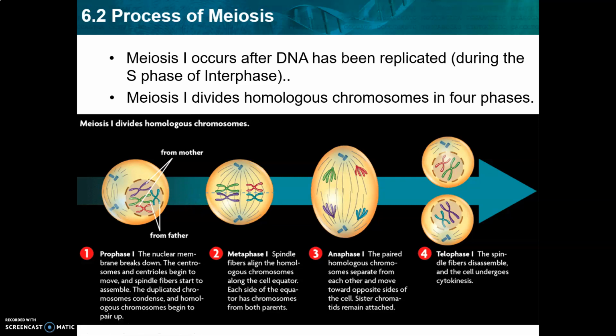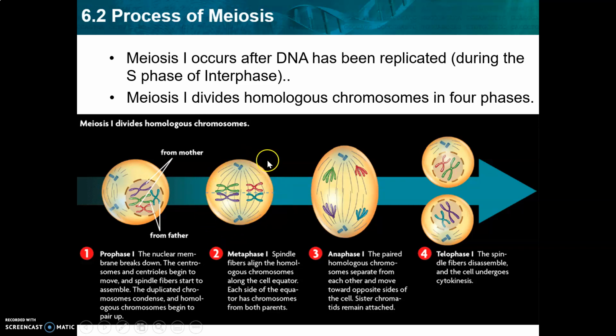In prophase 1, we see the same things that we were seeing during mitosis: the breakdown of the nuclear membrane. We're going to see the chromosomes forming that really condensed structure. We're going to see spindle fibers starting to assemble. But the one thing that's different here in prophase 1 of meiosis compared to mitosis is that this is when we see crossing over. Crossing over occurs during prophase 1 of meiosis. That's a key point. Crossing over can only occur during prophase 1.